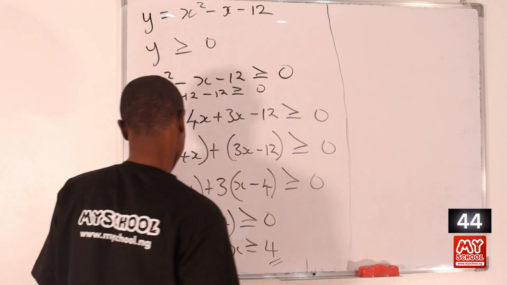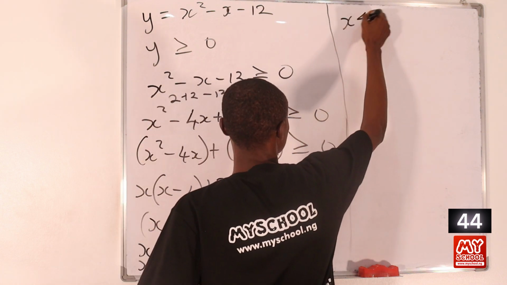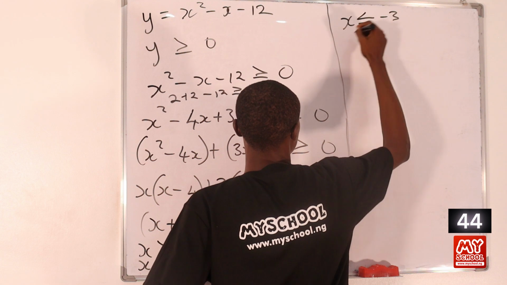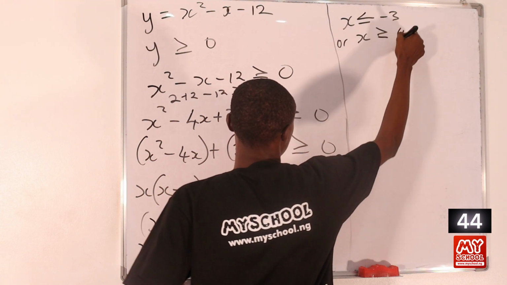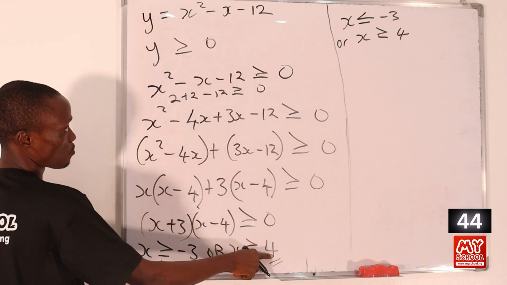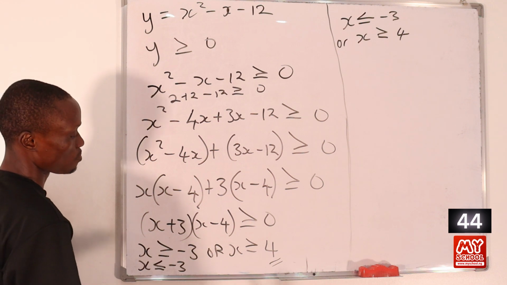Okay, so the values of x are s is less than or equal to minus 3, or s is greater than or equal to 4. Of course, for 4, if we take a value that is greater than 4, which is 5, and put it here, our answer is going to be very, very correct.